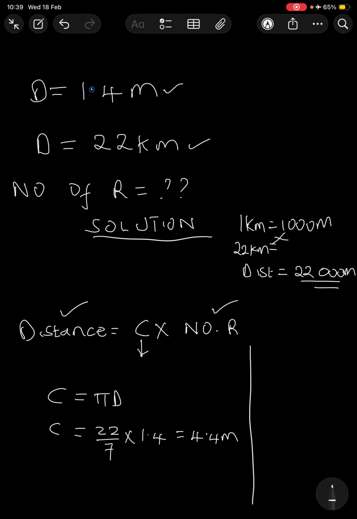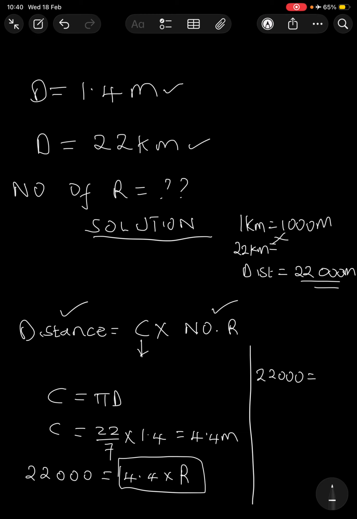Next, we substitute. What is distance? We apply the formula. Distance is equal to circumference times the number of revolutions. So distance is 22,000. So you write 22,000 is equal to circumference, which is 4.4, times the number of revolutions. We can denote number of revolutions as letter R. Next, work out this part. So 22,000 is equal to 4.4 times R, which is 4.4R.